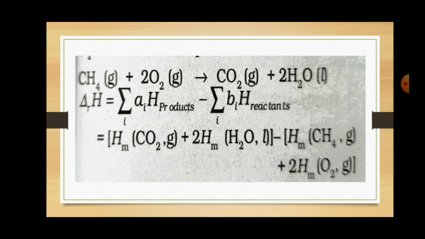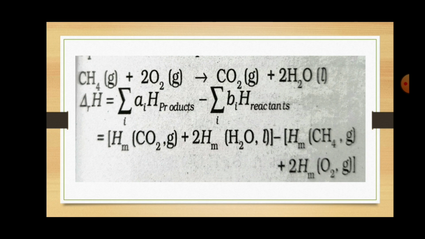Now let's take an example, the reaction of methane: CH4 plus 2O2 gives CO2 plus 2H2O. You can see the number 2 written in front of oxygen and water, 2O2 and 2H2O. Those numbers are called the stoichiometric coefficients. So one molecule of CH4 reacts with 2 molecules of O2 to give CO2 plus 2H2O. Now, how do we write the reaction enthalpy?